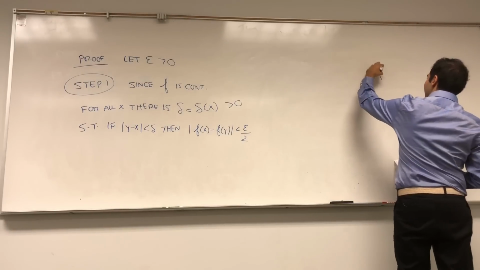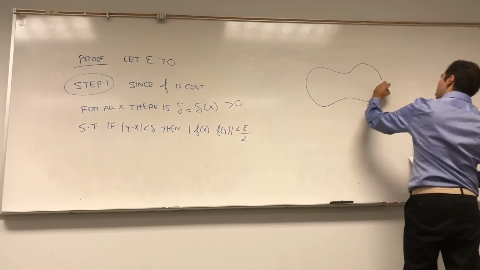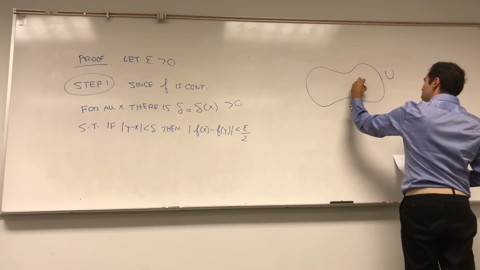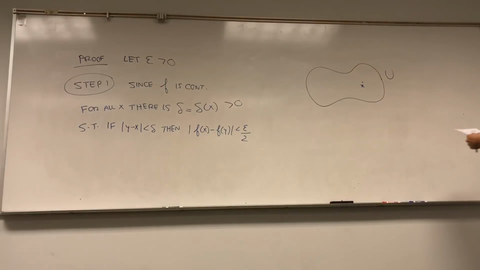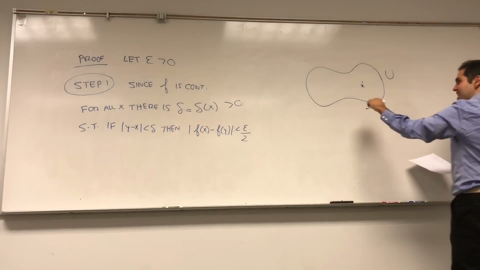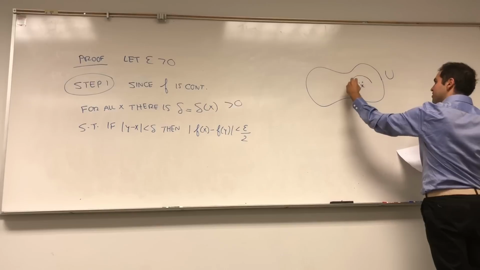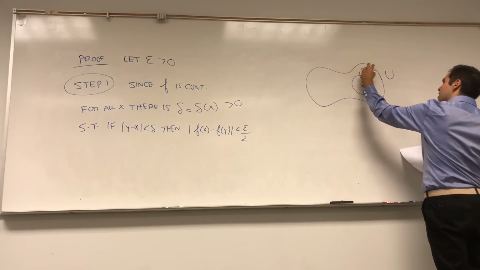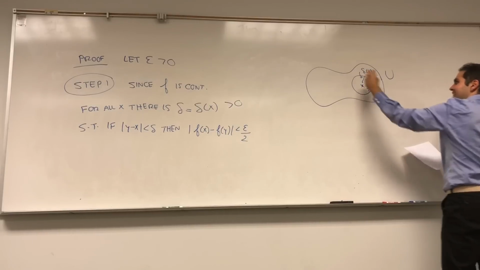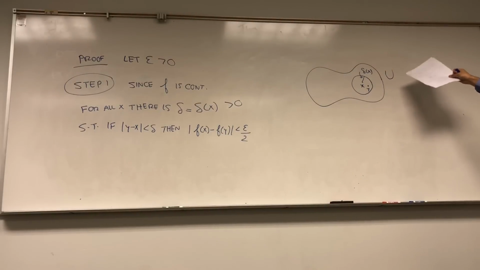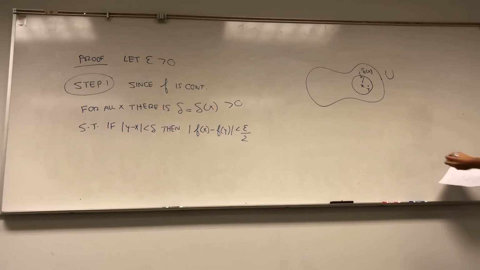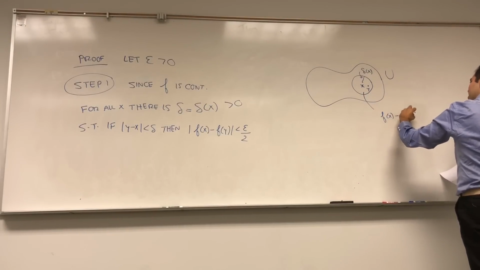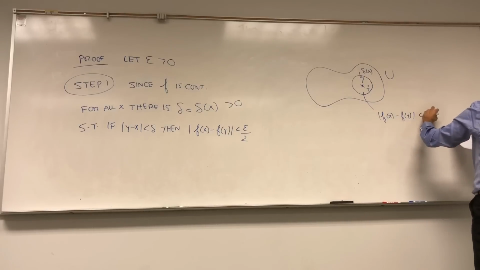And here's a picture if you like. We have our set U, that's again compact, and we have our point x, and what it says is, if you're close enough to x, in particular within the radius of delta x, so if y is in that ball, then we know that f of x minus f of y is close. So f of x minus f of y is less than epsilon over 2.